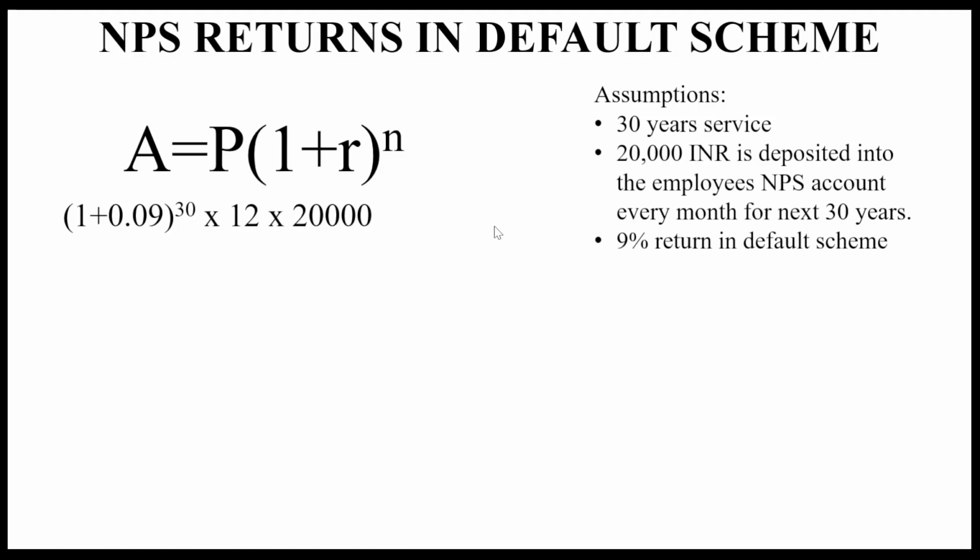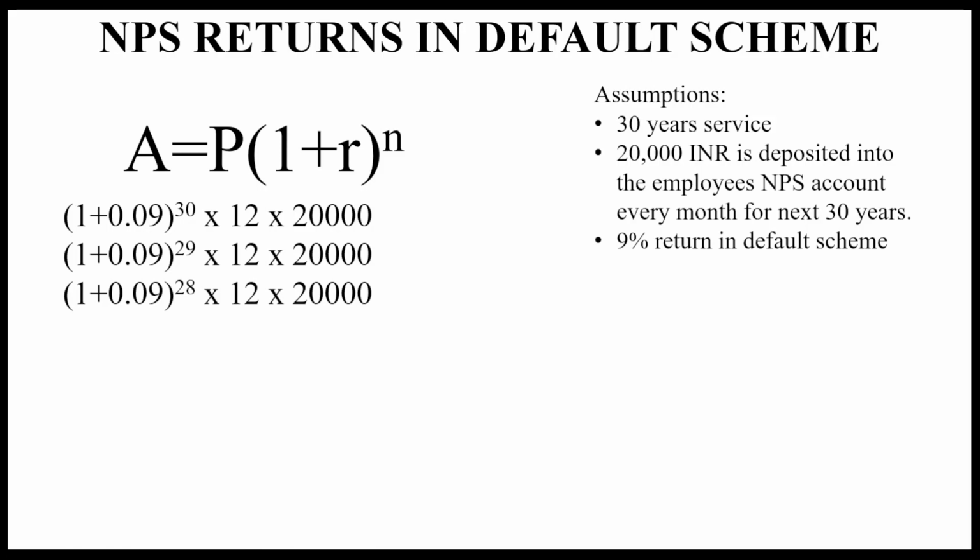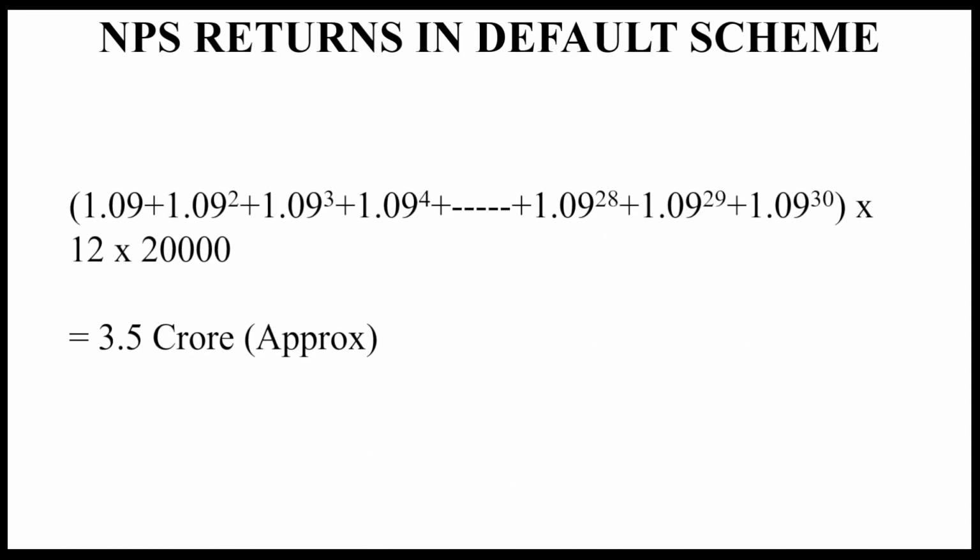It will be invested for the next 30 years. Then the next installment will be invested for the next 29 years, and so on. We get a pattern like this, and this value comes out to the tune of around 3.5 crores.